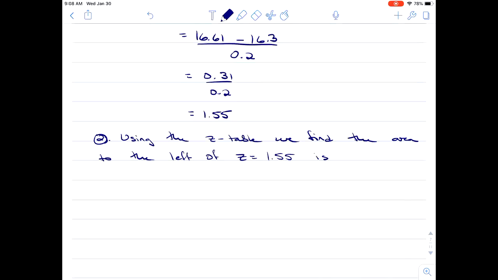So now it's positive, so you have to go to the positive side, the sunny side of the sidewalk. 1.55, so 1.5, join it up with the 0.05, I get 0.9394. 0.9394. Great.